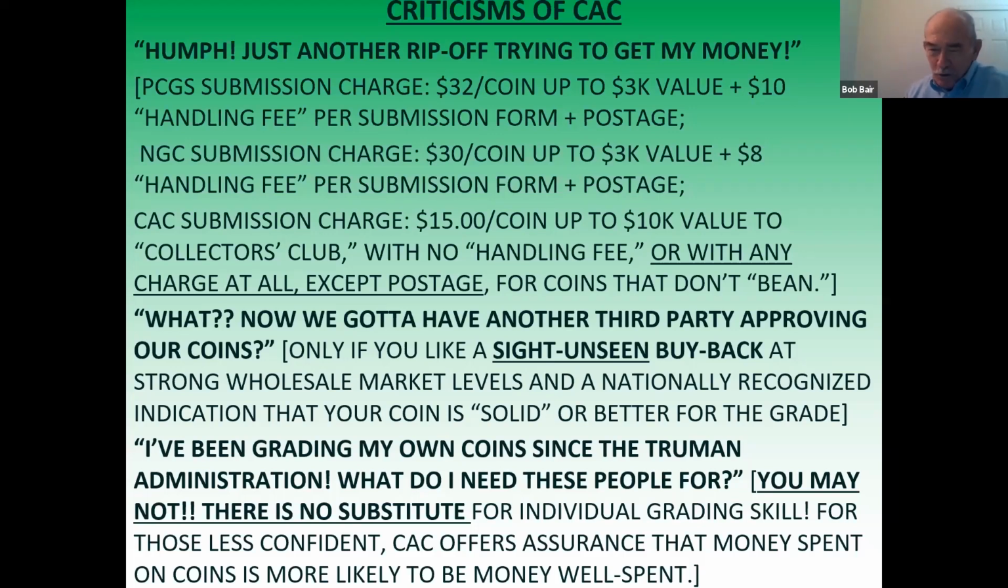"I've been grading my own coins since the Truman administration. What do I need these people for?" This is an important point. I think they all are, but this one in particular. You may not. There's absolutely no substitute for individual grading skill. If you've been grading coins for a while and you're on top of that, you don't need CAC. You can pick them out on your own. All right, but for those who are less confident, CAC offers assurance, and that's a term that Dennis Baker of Numismatics used. We're going to see that later. There's assurance that the money you're spending on coins is more likely to be money well spent.